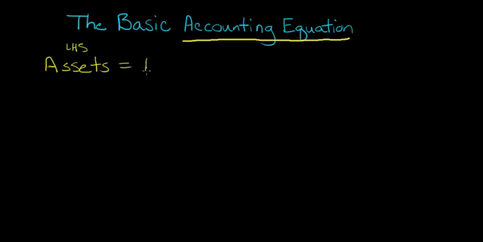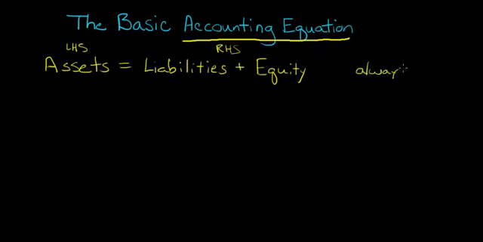Assets are always equal to liabilities, which is otherwise seen as debt, borrowing, plus equity, which is the owner's share of the assets. So we've got the right-hand side of the equation, all this over here, and then we've got the assets on the left-hand side. This equation will always balance. Always. And in fact, this is something you will see on the balance sheet. On any balance sheet, the assets will be equal to liabilities plus equity.